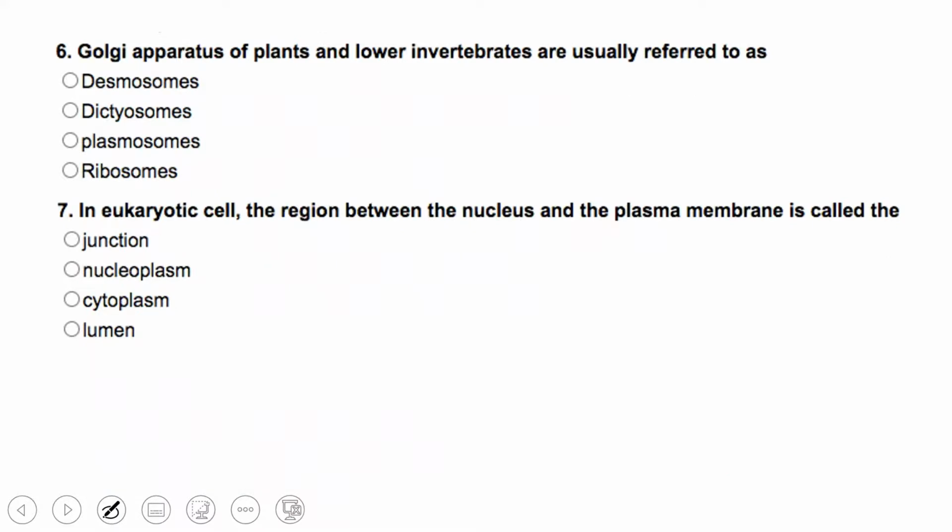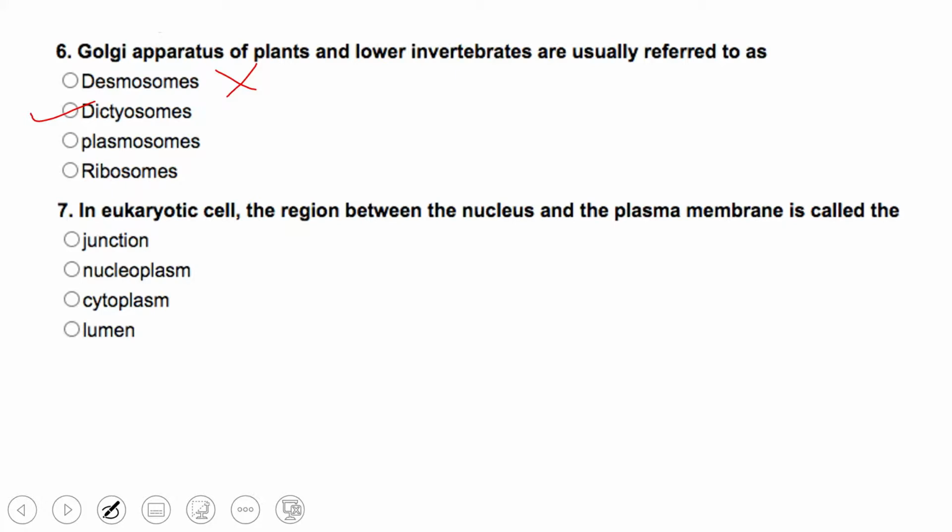Moving on to the next question. Golgi apparatus of plants and lower invertebrates are usually referred to as. What is the second name of Golgi apparatus in plants and lower invertebrates? Is it desmosomes? No, it's not desmosomes. Is it dictyosomes? Yes, it is dictyosomes. So the Golgi in certain plants and lower invertebrates is also known as dictyosomes.